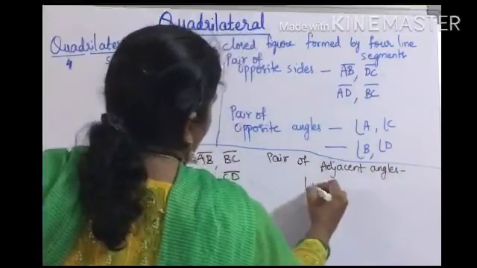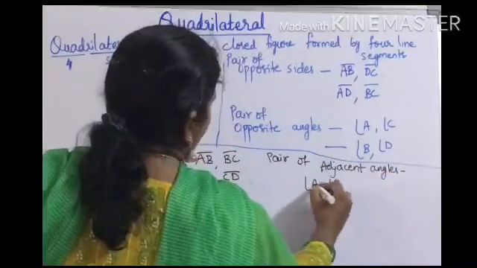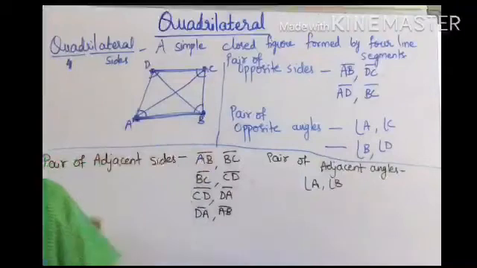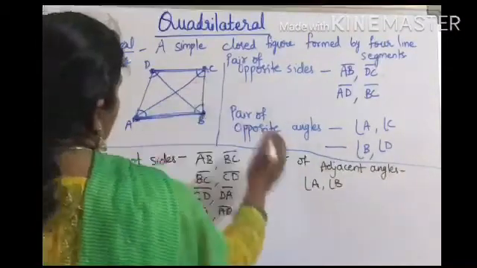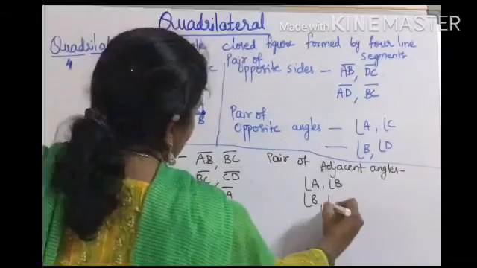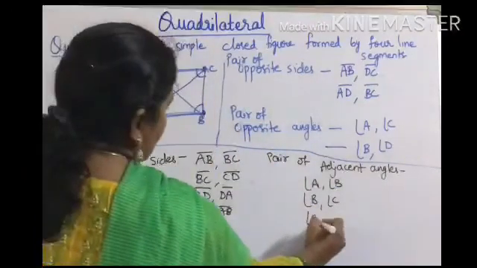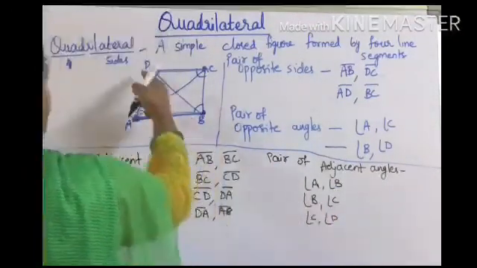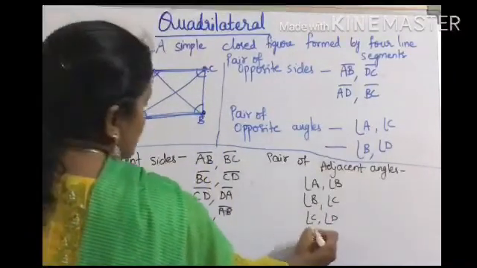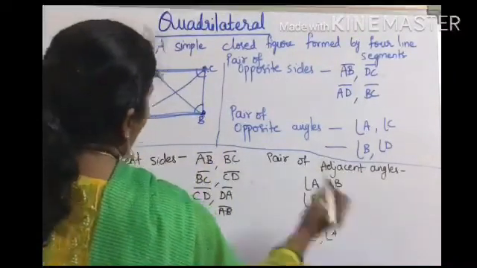Coming to here, angle A is adjacent to angle B. Angle A and B are adjacent. And B and C are adjacent. So angle B is adjacent to angle C. C and D are adjacent. Angle C is adjacent to angle D. Next, angle D and A are adjacent. So angle D and angle A are adjacent.